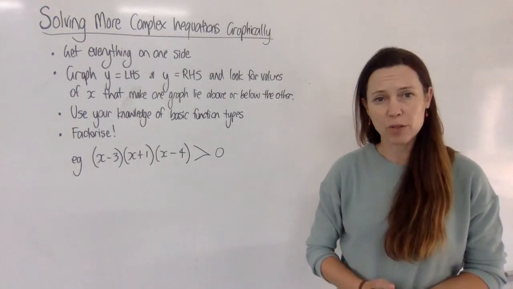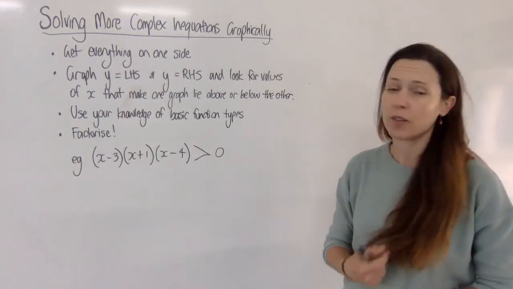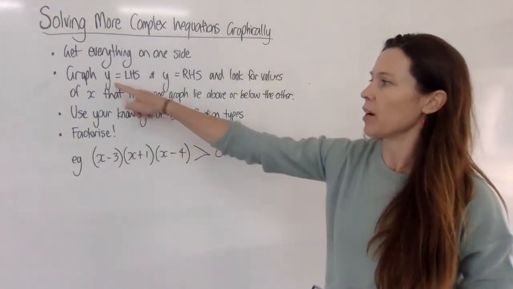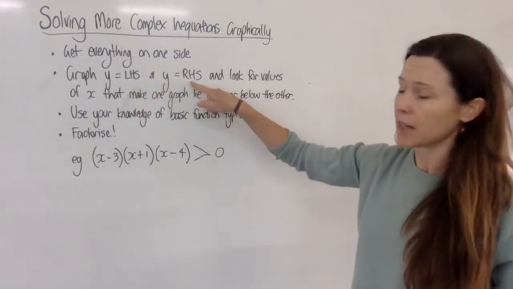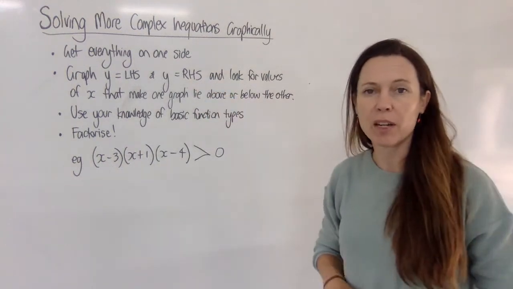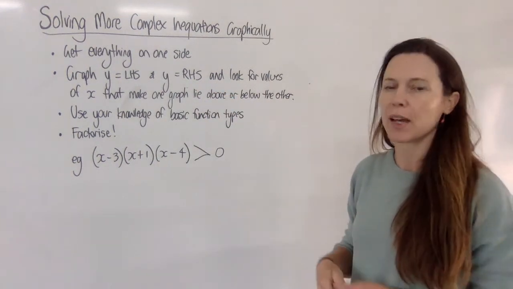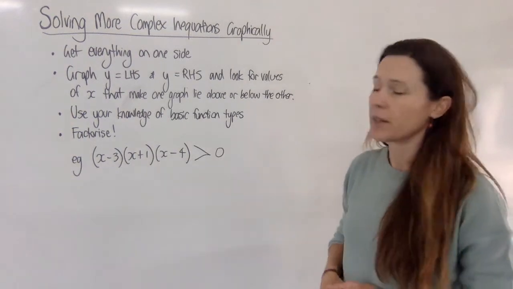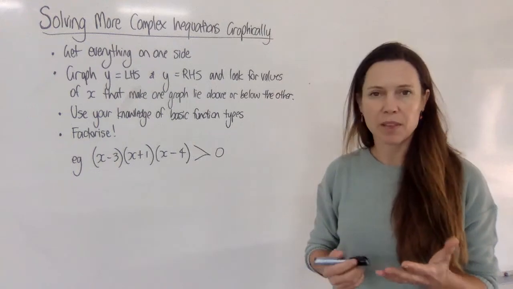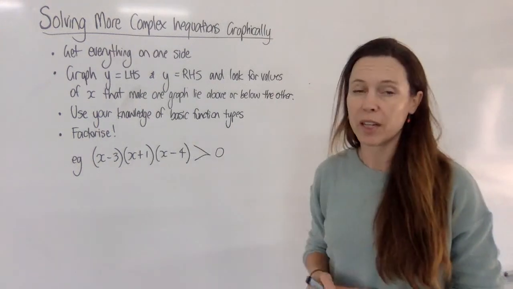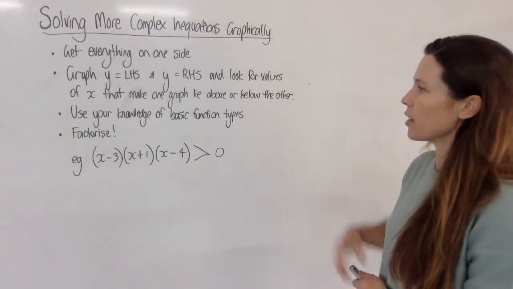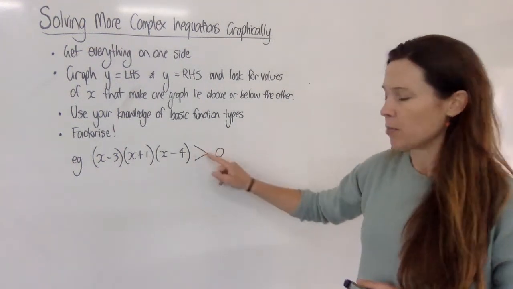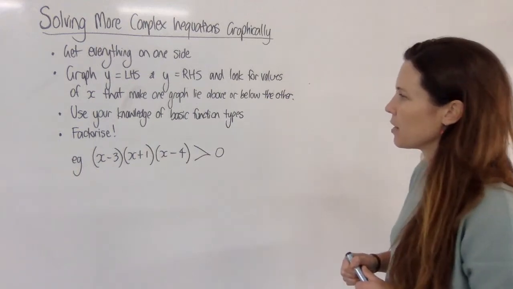Now in the last lesson we already solved some inequations graphically. What we did was we got everything onto one side, then we graphed y equals the left-hand side and y equals the right-hand side. Even though our inequation didn't have any y's in it, we sort of put that in because we're letting our two-dimensional knowledge of functions help us to basically solve something that only has one dimension in it, or only has x's in it. So it's kind of a trick. We're looking for values of x that make one graph lie above or below the other, depending on whether we have a less than or a greater than sign.